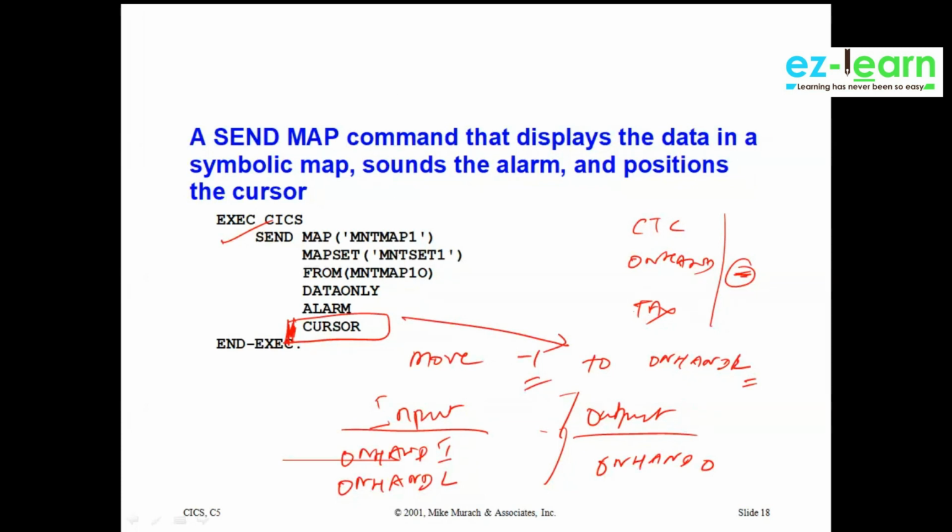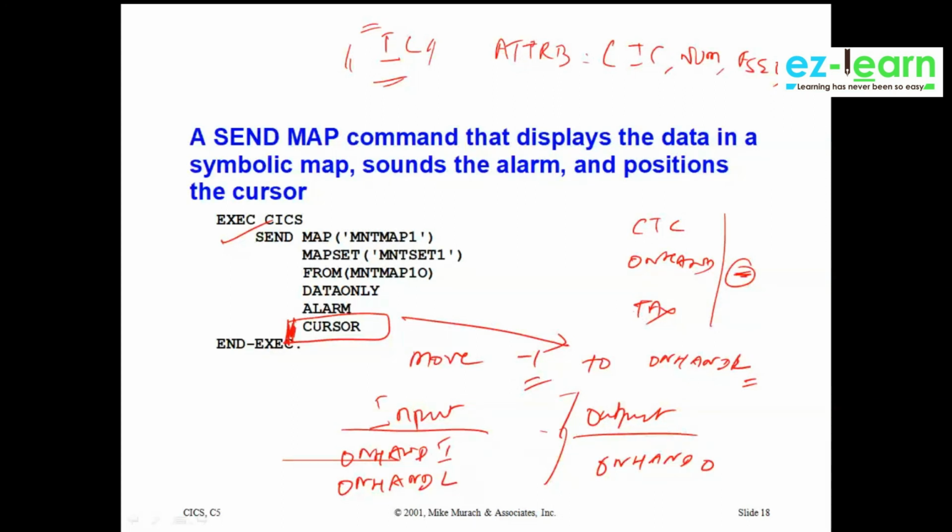Okay, so if you want to place the initial cursor in one field, we give IC in BMS, in the attribute. In the attribute, we give IC. IC stands for initial cursor. This you have used yesterday. So IC stands for initial cursor. It is going to place the cursor in that position.